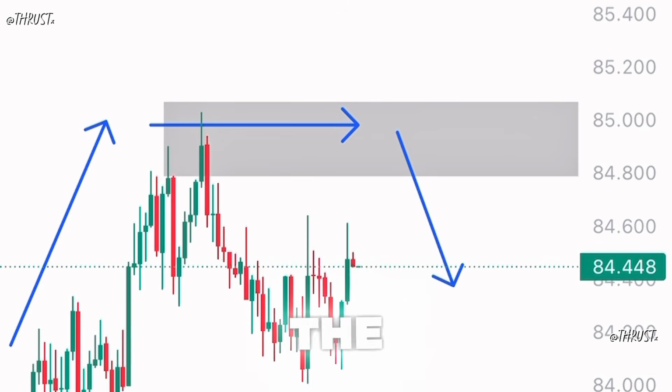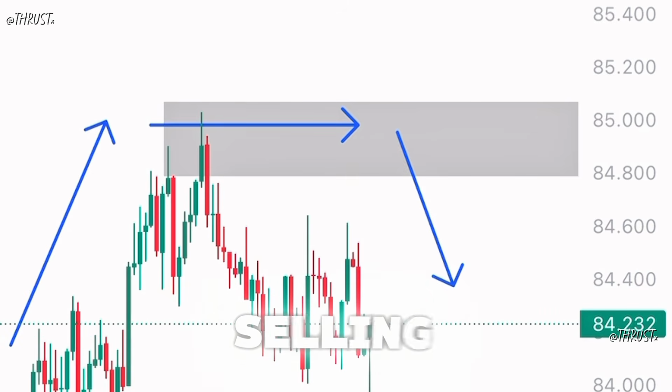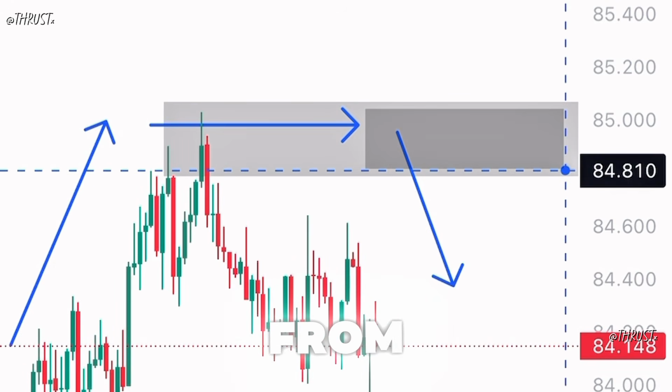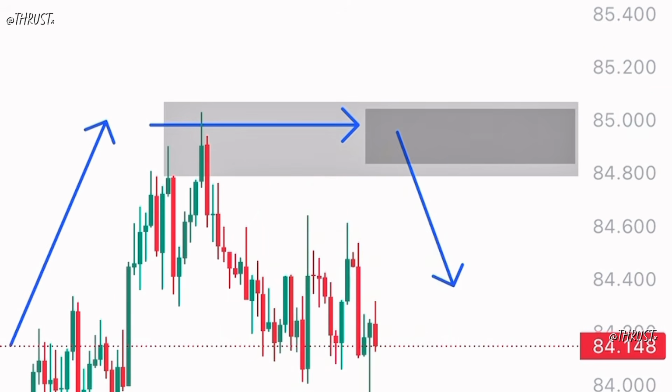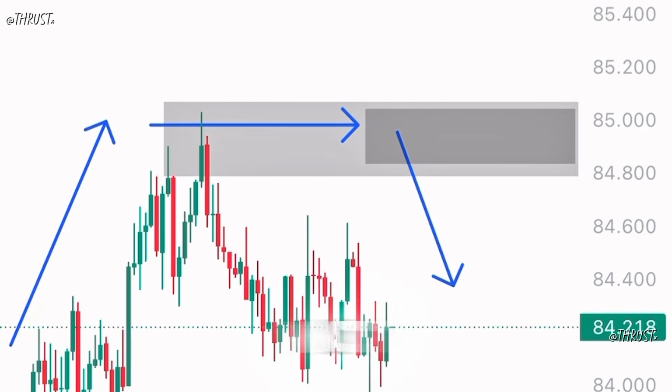So it indicates that the price has a strong selling point on that area. There is a strong selling point, so we'll be needing to sell from there. Okay, so now we are waiting there where the price needs to sell. You just need to wait there, just wait.